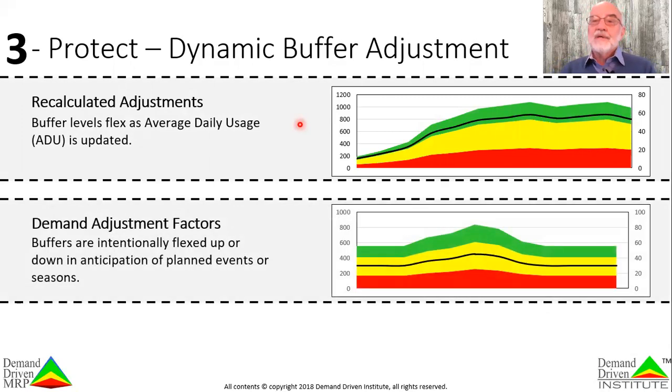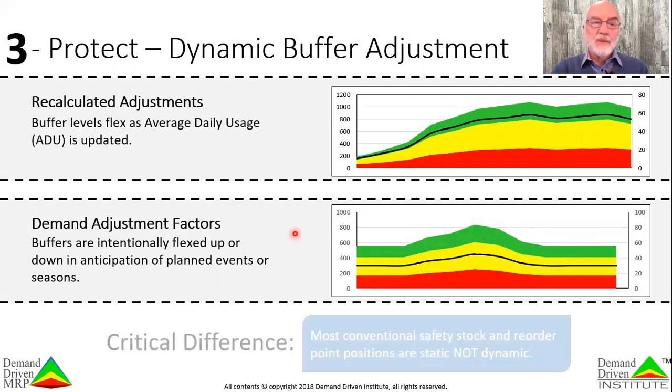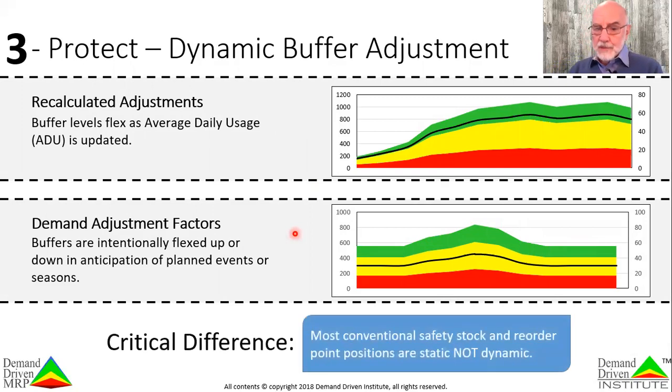However, we do have the ability to put in manual demand adjusted factors as well. And here we might have fairly significant seasonal demand and we want to pull the buffers up and then pull them back down again afterwards. And there are a number of different ways in which we can do adjustments. So the critical difference here is that most conventional safety stock and reorder point positions are static and not dynamic, which they should be.